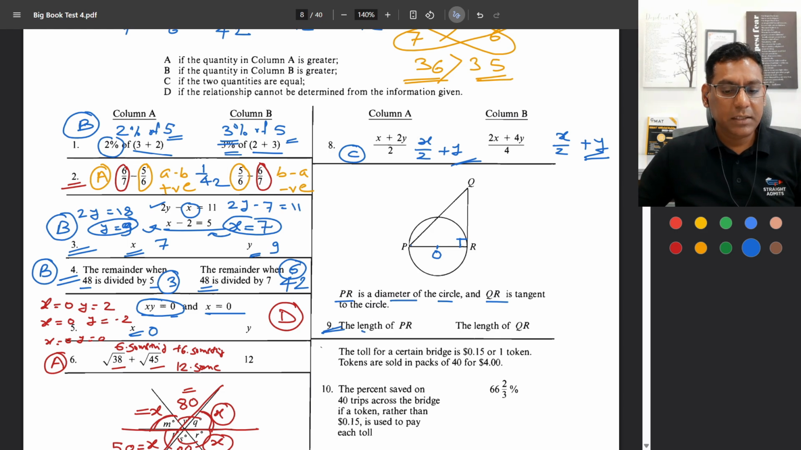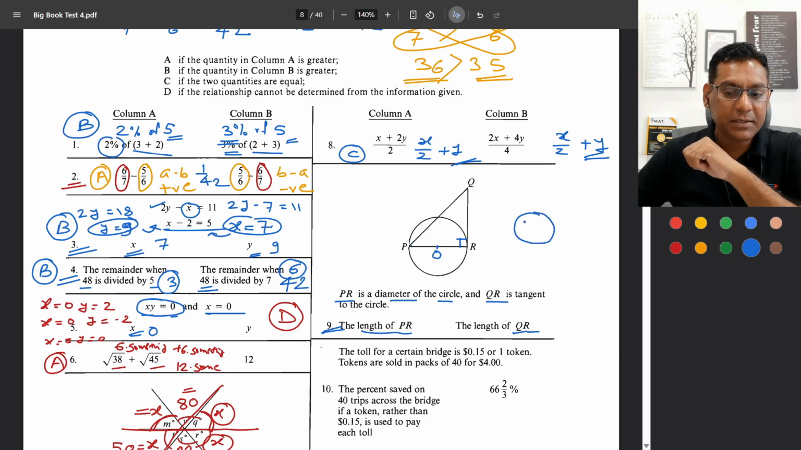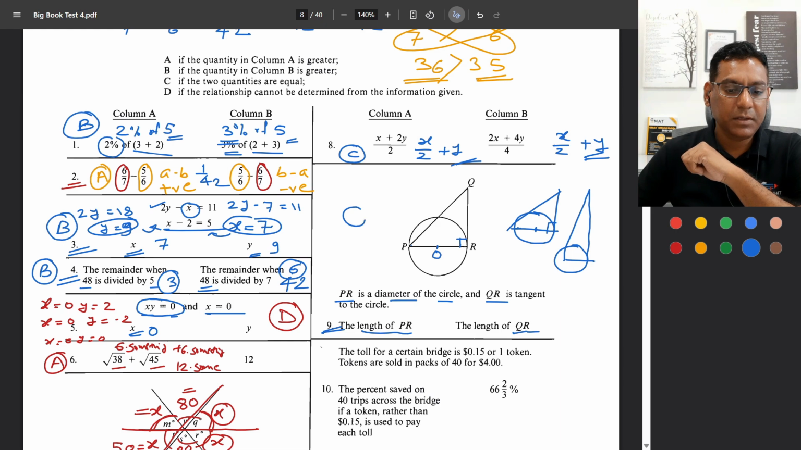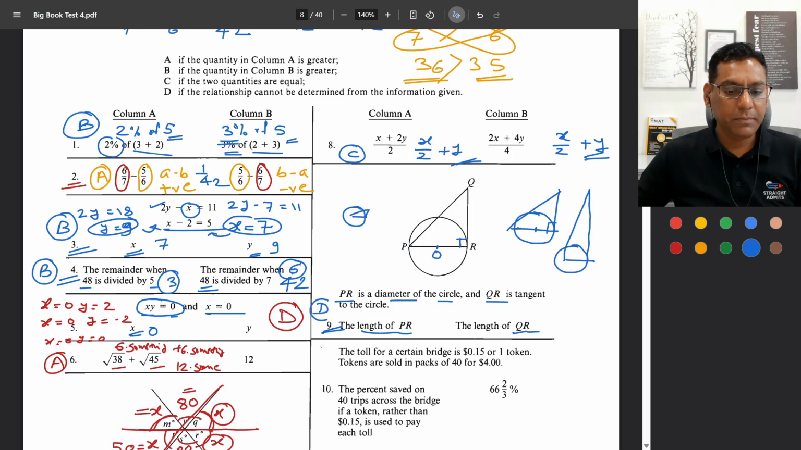Okay. Let's look at this. The length of PR, that is the diameter, and length of QR. As I said, there is nothing that tells me something about QR. It could be the same as the diameter. Let's say this was 10 units. This was also 10 units. In that case, answer would be C. Or it could be something really big, like this. Or it could be something really small, only this much, right? I don't know. Either way, it could go. So the answer is answer choice D. Cannot be determined.